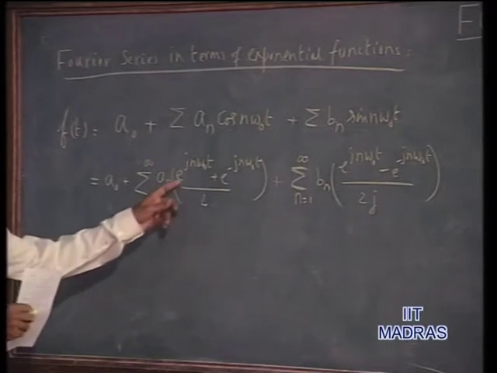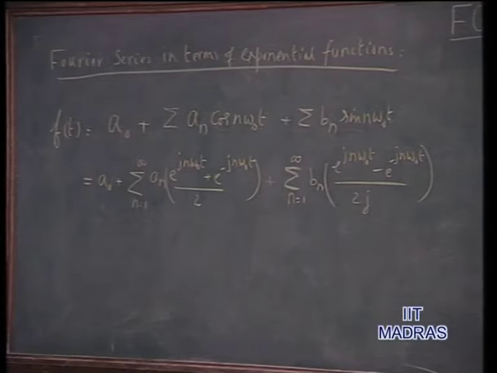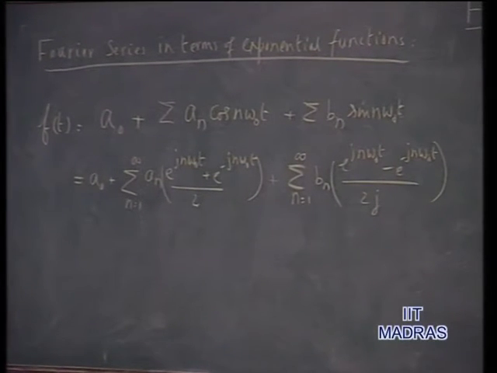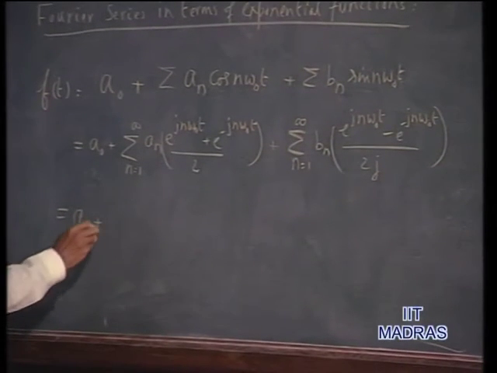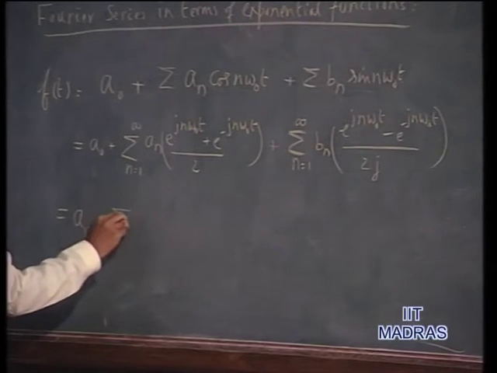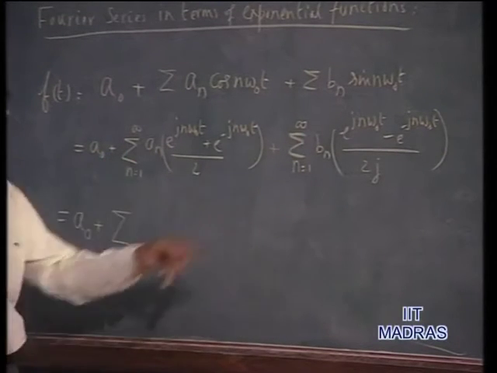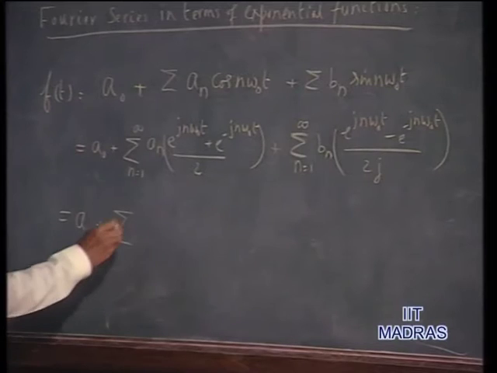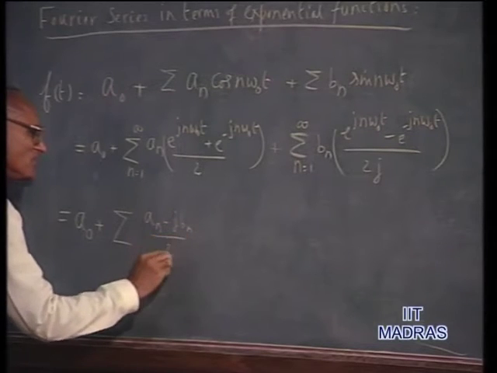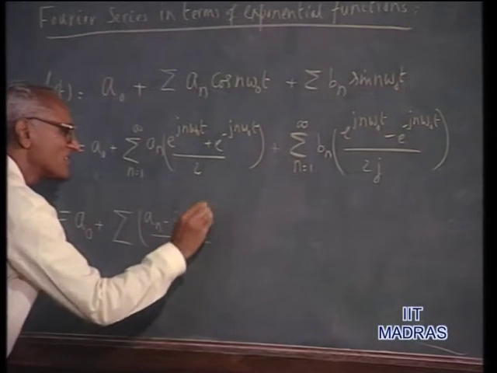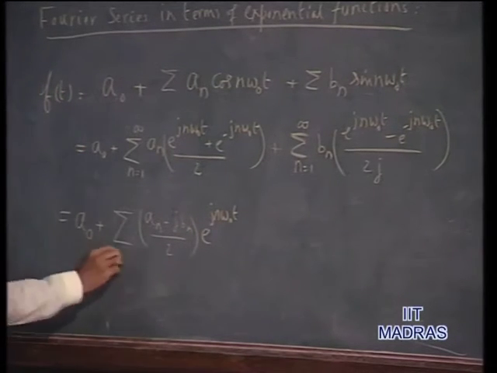Now we have e to the power of j n omega naught t terms here as well as here. So let us group them together so that we write this series in terms of exponential functions. So you have a naught plus, what is the coefficient of e to the power of j n omega naught t? a n upon 2 plus b n upon 2j. So I can write this as a n minus j b n upon 2. This is the coefficient of e to the power of j n omega naught t, n ranging from 1 to infinity.